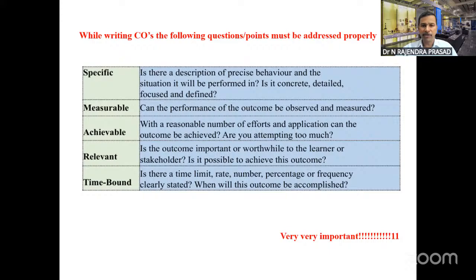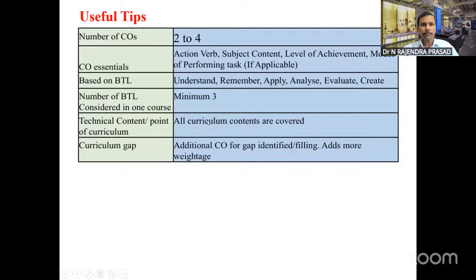These are the points you have to keep in your mind always to write the COs. Some useful tips to write the COs. You carefully see here, number of COs for a course, per paper. Let it be minimum 2, maximum 4. If it is more than 4, you are going to face problems while evaluating attainment.